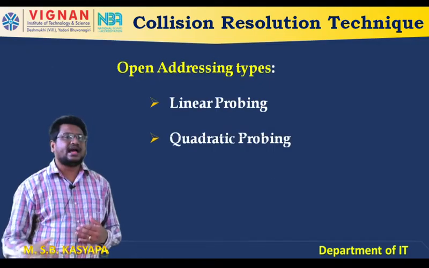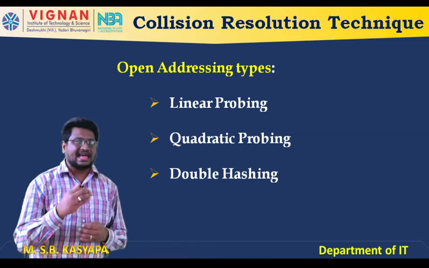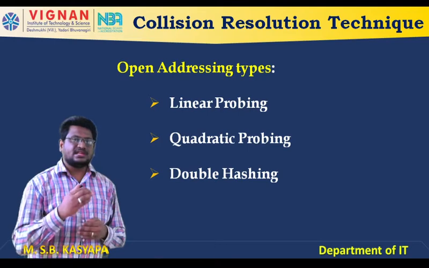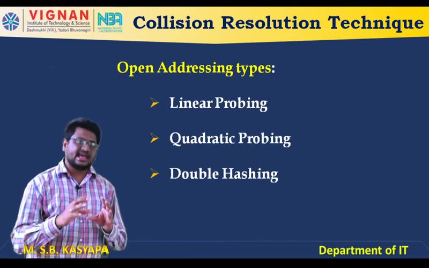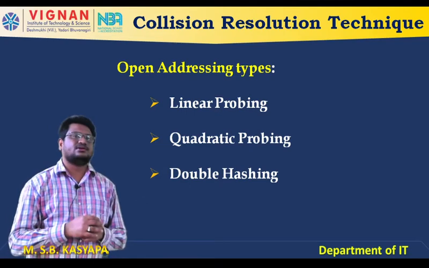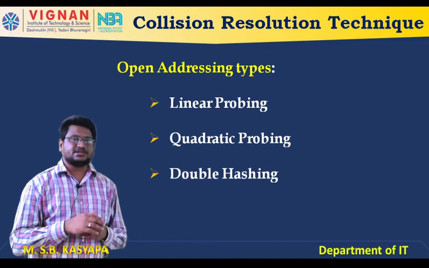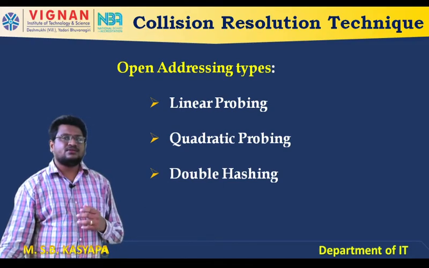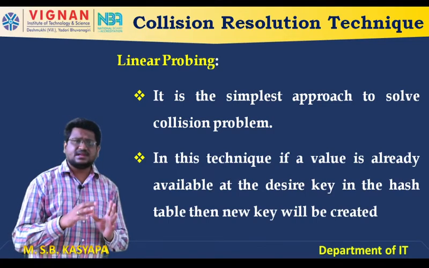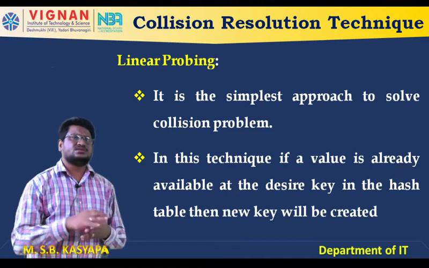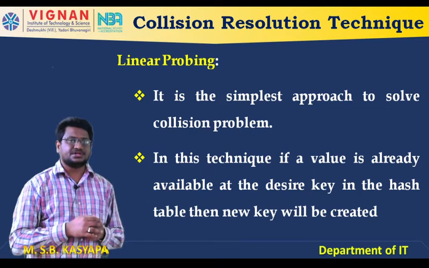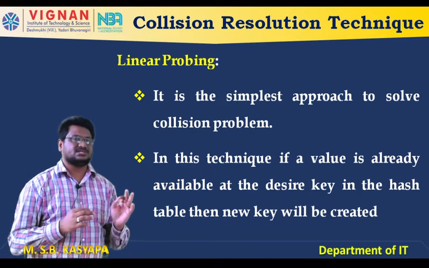So, in open addressing I have 3 types of techniques, those are linear probing, quadratic probing and double hashing. So, linear, quadratic and double hashing have different methodologies to find a next unoccupied address space. Let us see one by one. First, we will discuss linear probing. It is the simplest method in a collision resolution technique which comes under open addressing.